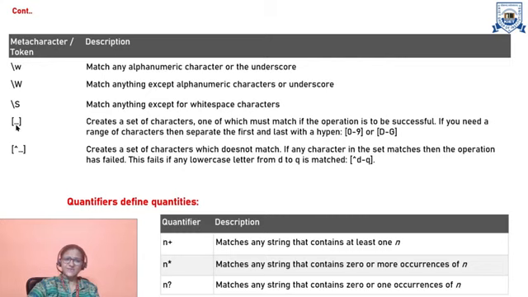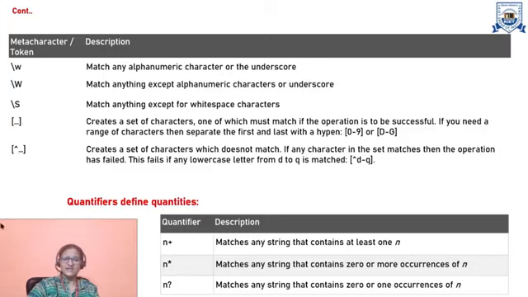In this bracket, it creates a set of characters, one of which must match if the operation is to be successful. If you want a range of characters, separate the first and the last with a hyphen. For example, 0-9, d-g. So it means we are giving a range over here.